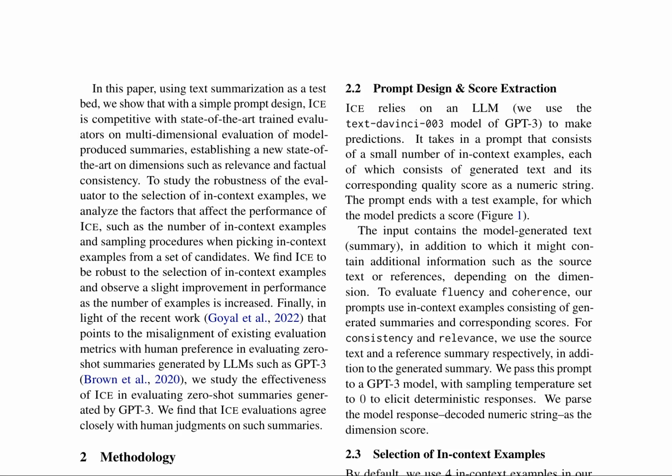In the realm of text summarization, evaluating the quality of system-generated outputs is a crucial task. This research paper explores the application of in-context evaluation, ICE, a methodology that leverages large language models to make predictions on the quality of summaries. The authors demonstrate ICE's competitiveness with state-of-the-art trained evaluators in multidimensional evaluation, establishing a new state-of-the-art on dimensions such as relevance and factual consistency. The ICE framework outputs a score that captures the quality of a system-generated output sequence, with or without a human-generated reference output.